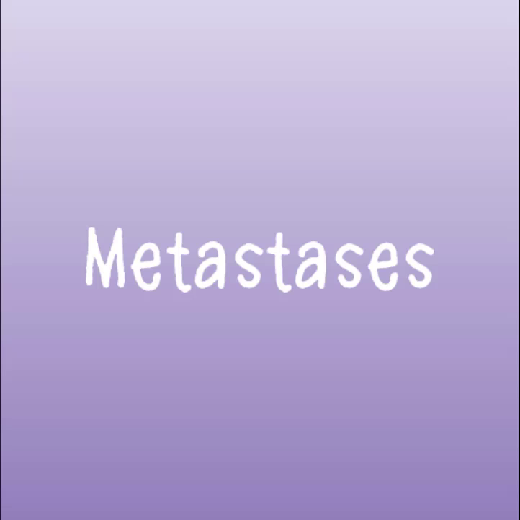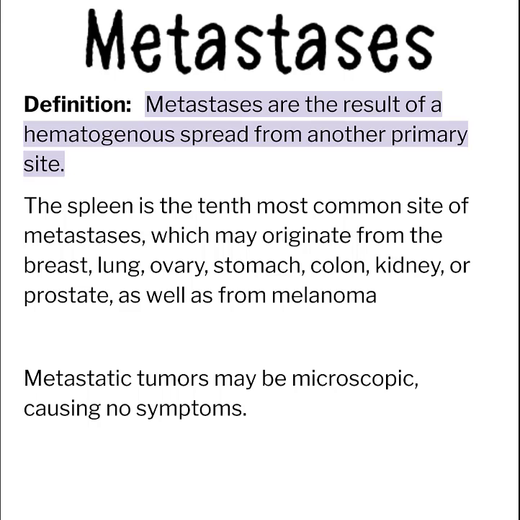Our last disease then is metastases to the spleen. Metastases are cancers that usually originate in another organ and then develop in other organs as a secondary cancer, or metastases. The spleen is the 10th most common organ to develop cancer from primary places such as breast, lung, or skin cancer, which is melanoma.